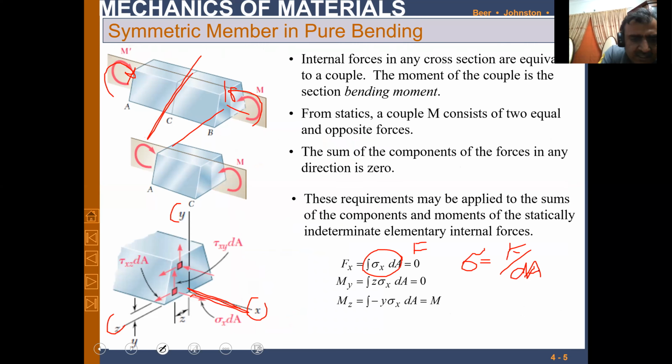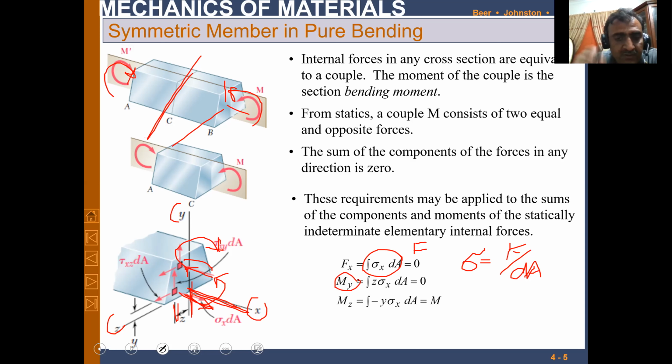z is the distance between this dA and this one, about the z-axis, about the y-axis, sorry. So if you see it, this force is coming out, this force is going in, because this region is in compression and this region is in tension. So about the y-axis, how will they be going? This will be trying to move this in this direction, while this will be trying to move this in that direction. So they are against each other. So the moment about y will be equal to 0.